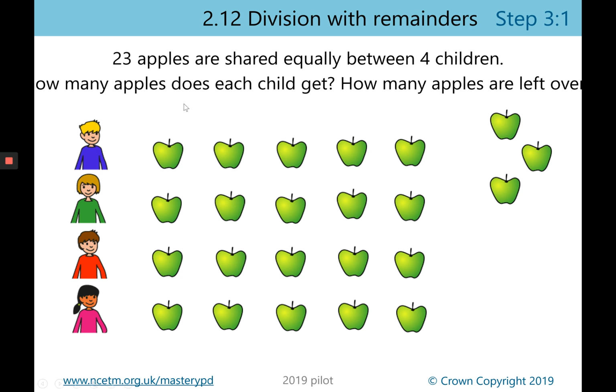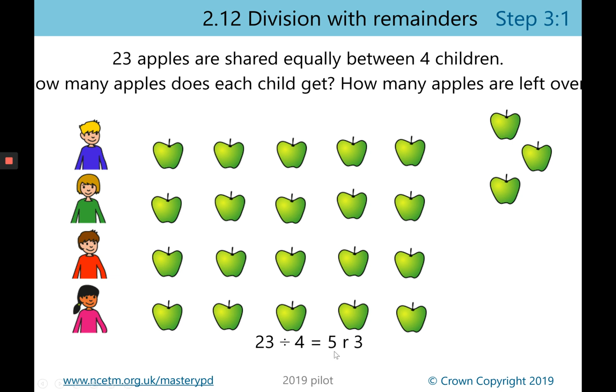So what is the answer? 23 divided by 4, and you can count the apples, 1, 2, 3, 4, 5. So each child gets 5 apples, and then there are 3 left over. And just remember, the 23 is representing the total number of apples. The 4 is representing the number of children the apples are shared between.